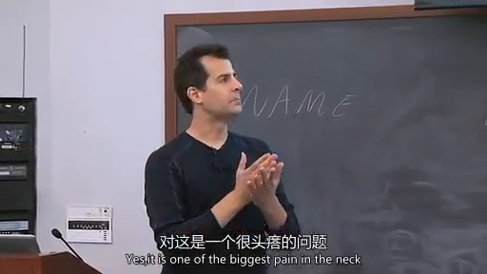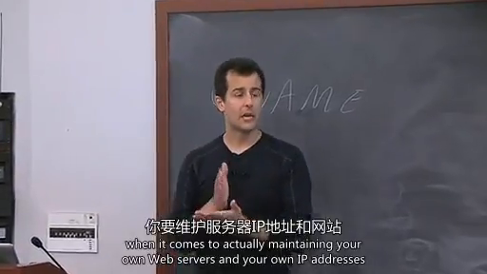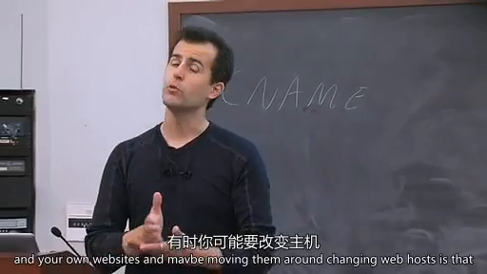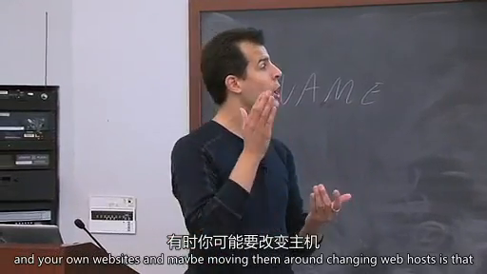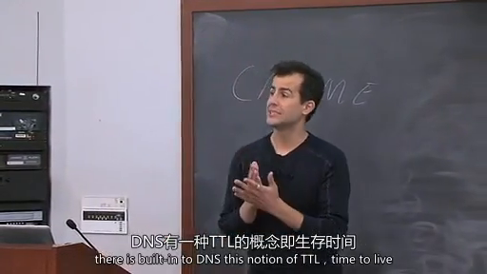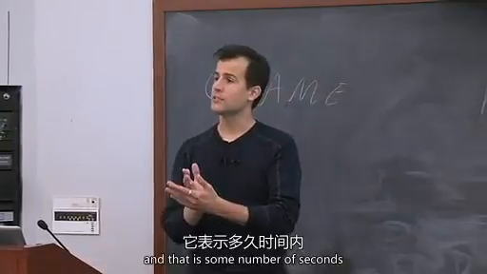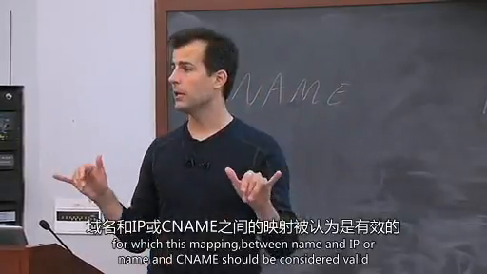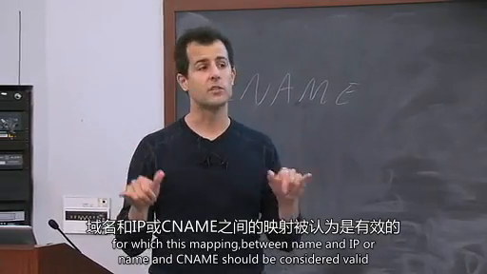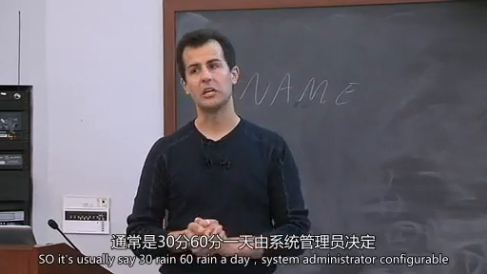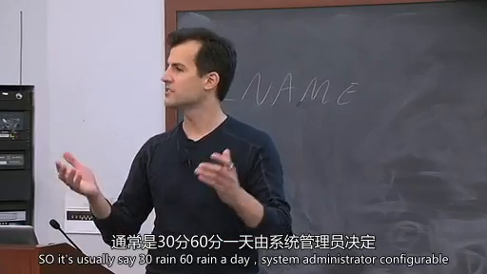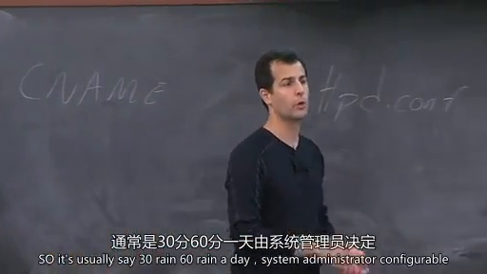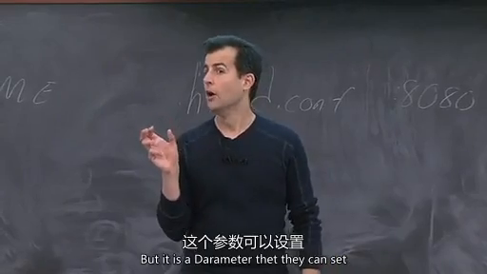Yeah, so this is one of the biggest pains in the neck when it comes to actually maintaining your own web servers and your own IP addresses and your own websites and maybe moving them around, changing web hosts, is that there is built into DNS this notion of a TTL, time to live, and that is some number of seconds for which this mapping between name and IP or name and CNAME should be considered valid. So it's usually say 30 minutes, 60 minutes, a day. It's system administrator configurable, but it is a parameter that they can set.